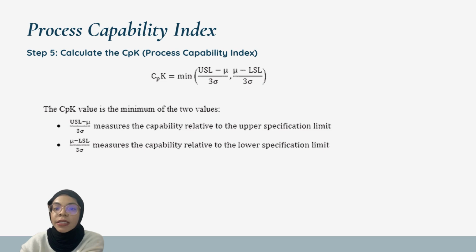Next, step 6, interpret the CPK value. A CPK value greater than or equal to 1 indicates the process can produce product within the specification limits. A CPK value of 1 means the process is at the edge of capability, while a value less than 1 indicates that the process is not capable of consistently producing product within the specification limits.